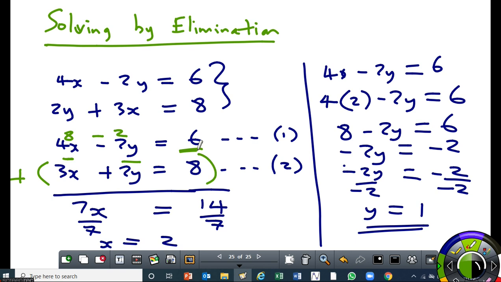So this is elimination. I feel like I have to do a second one on elimination. Right, let me look for another example.